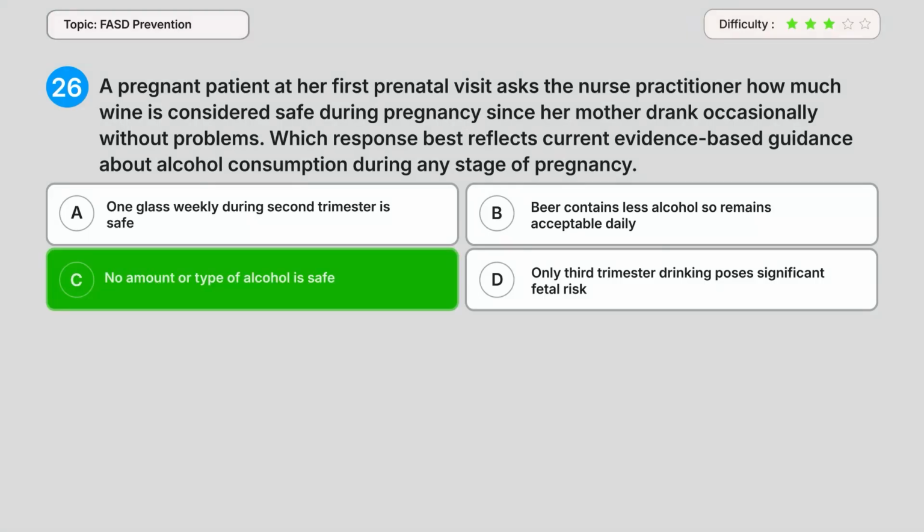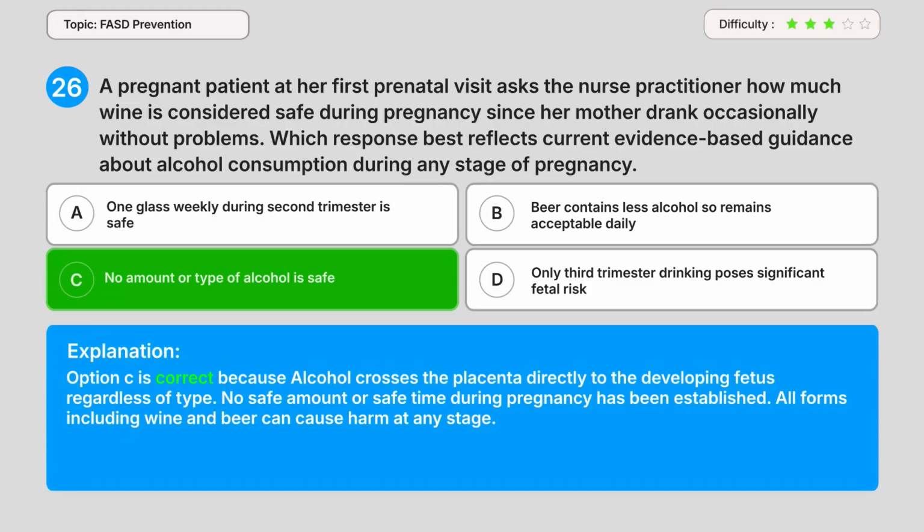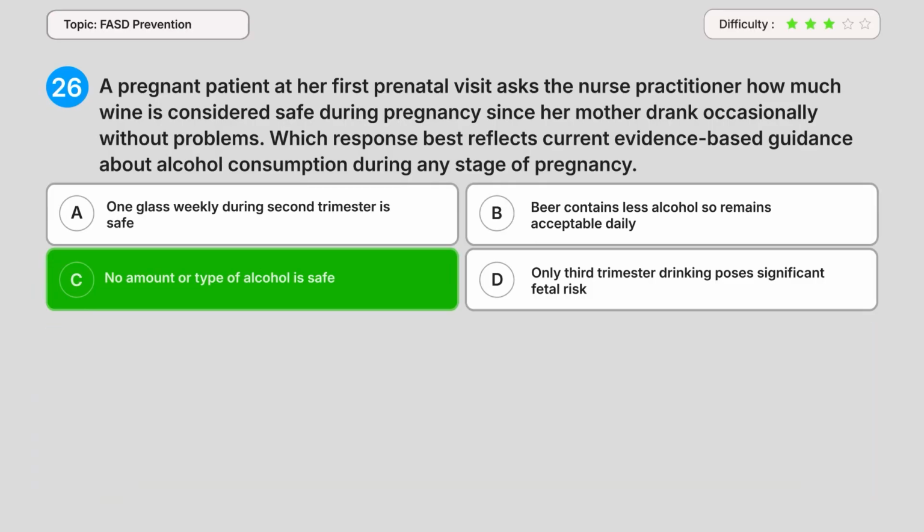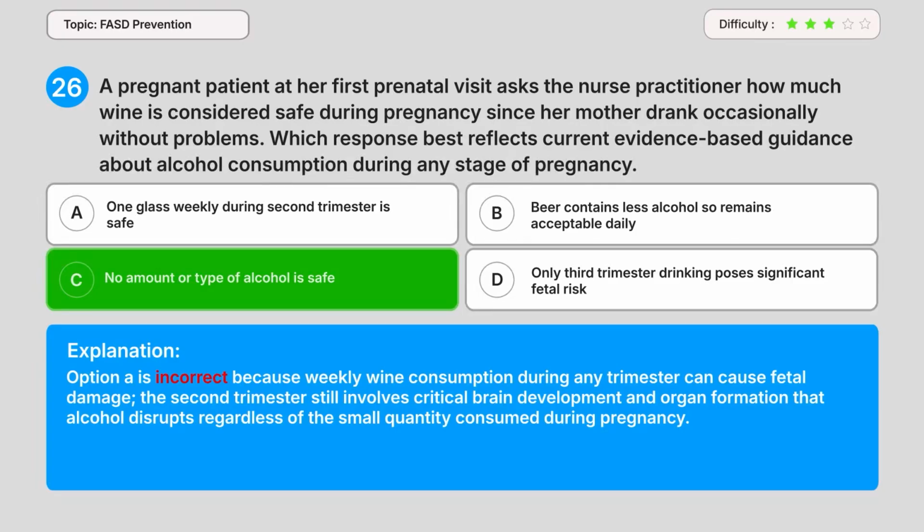Correct answer. C. No amount or type of alcohol is safe. Alcohol crosses the placenta directly to the developing fetus regardless of type. No safe amount or safe time during pregnancy has been established. All forms including wine and beer can cause harm at any stage. Option A is incorrect, because weekly wine consumption during any trimester can cause fetal damage. The second trimester still involves critical brain development and organ formation that alcohol disrupts regardless of the small quantity consumed during pregnancy.